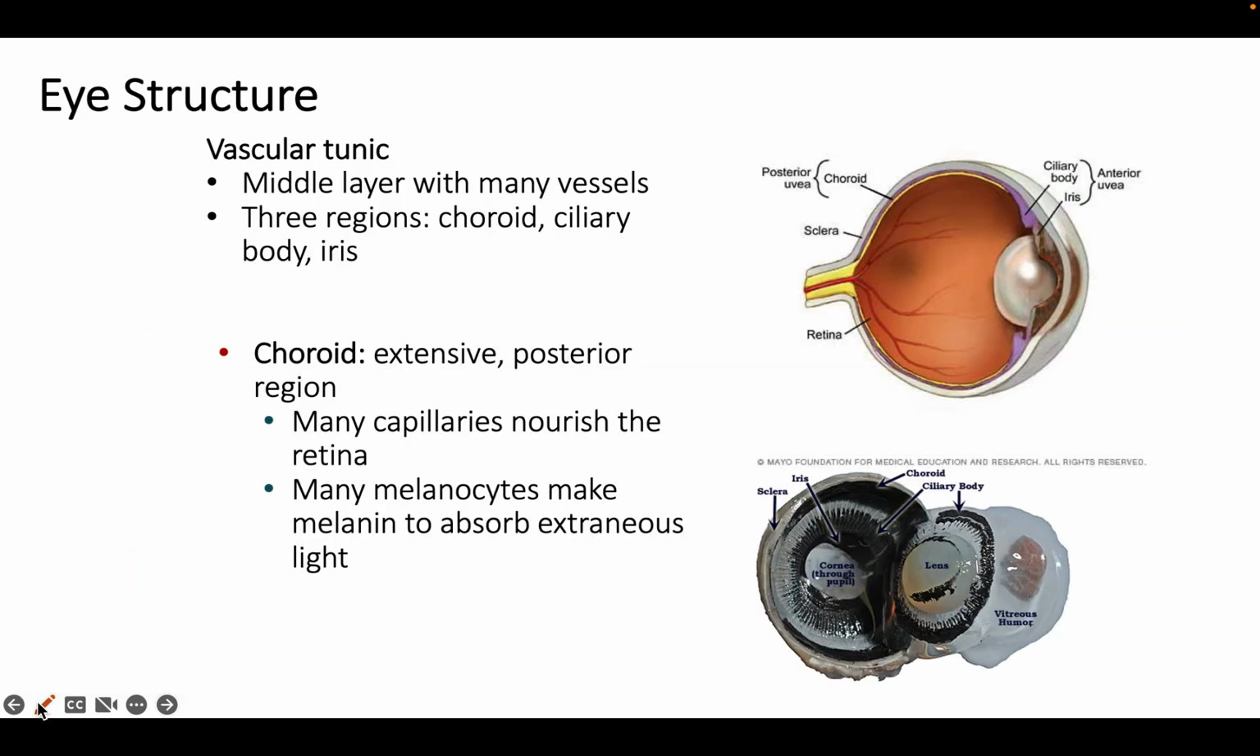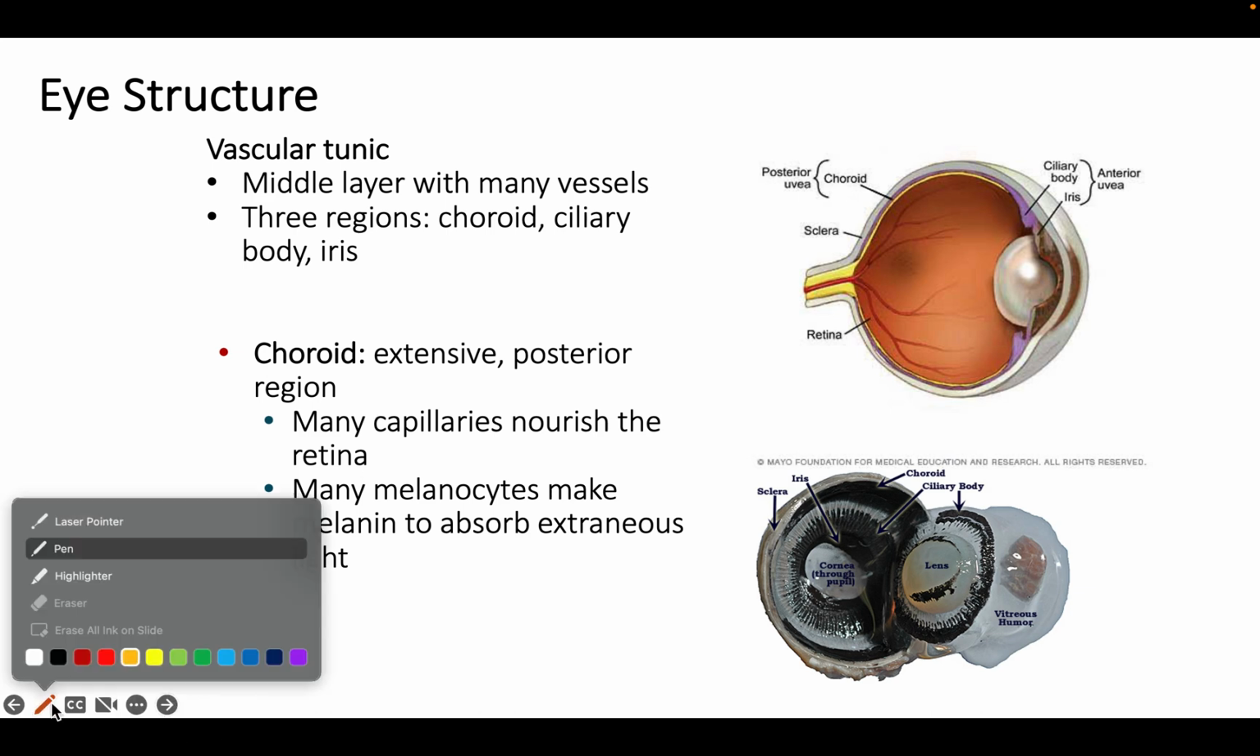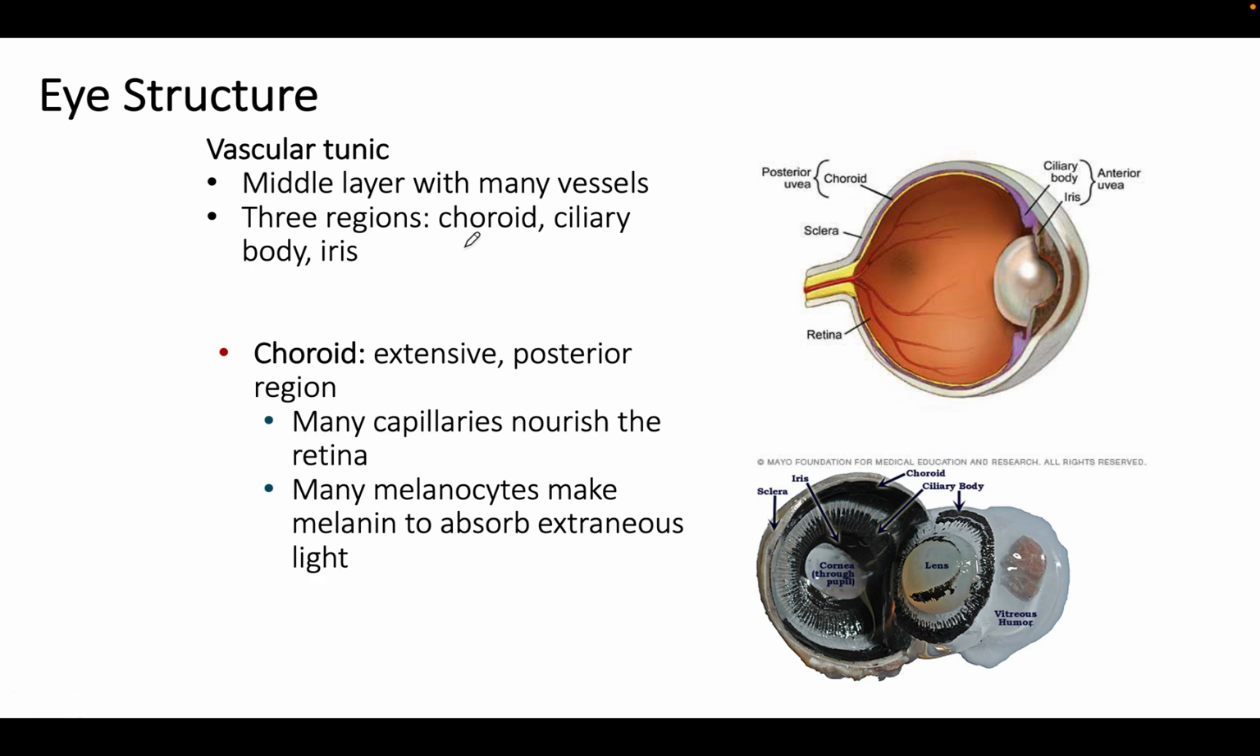All right, so if we move past the outer fibrous layer, which we talked about first, and move just deep to that, we get to something known as our vascular layer, or vascular tunic. The term vascular refers to the fact that we have lots of blood vessels here. This is composed of three different structures: the choroid, the ciliary body, and the iris. Of these three, you've probably heard of the iris.